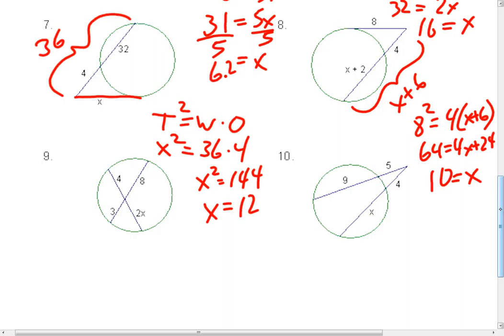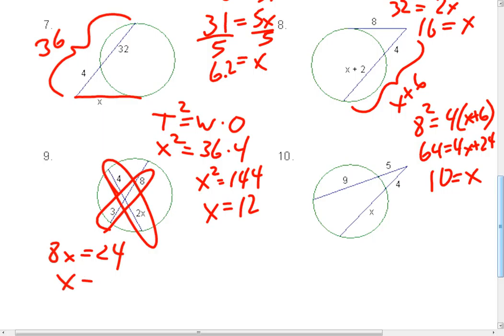Where the heck did that 6 come from? X plus 2 plus 4. The whole. Oh, I was looking at the wrong problem. I'm getting 8x equals 24, x equals 3 for number 9.